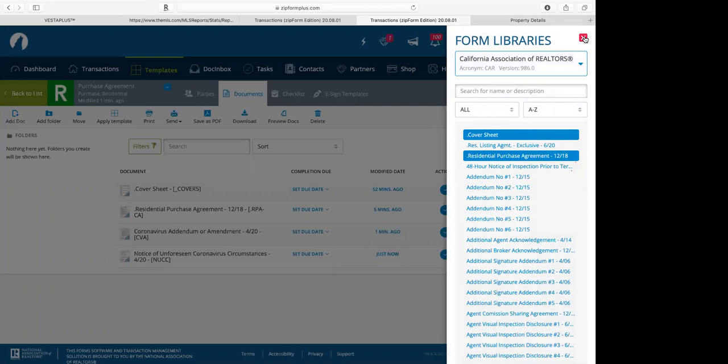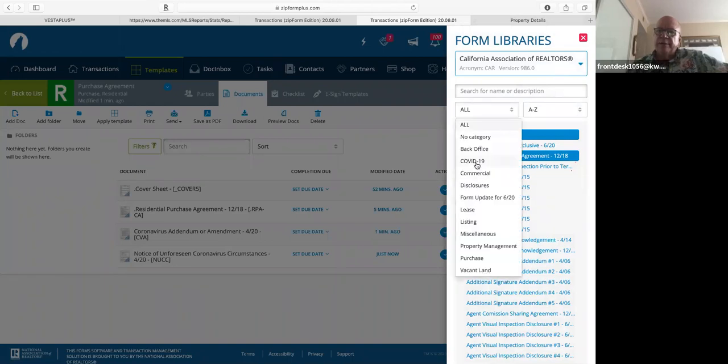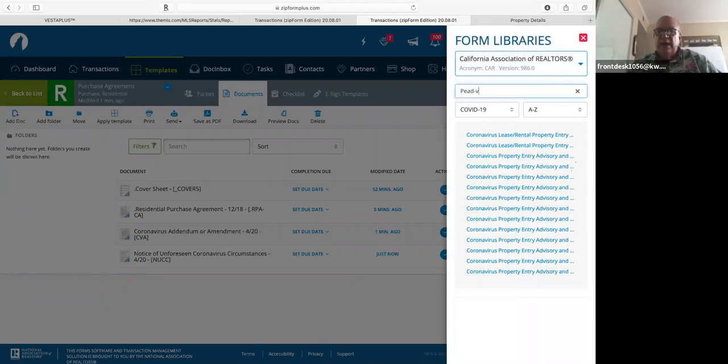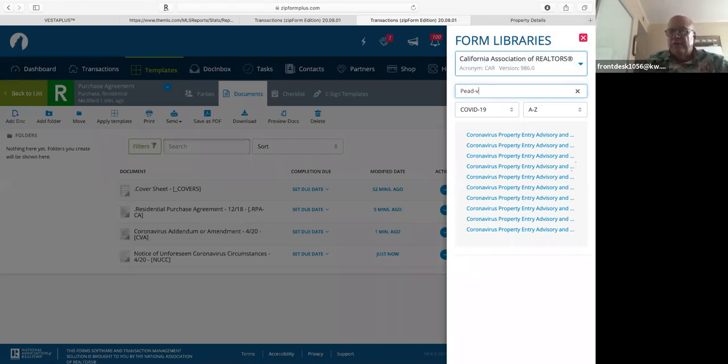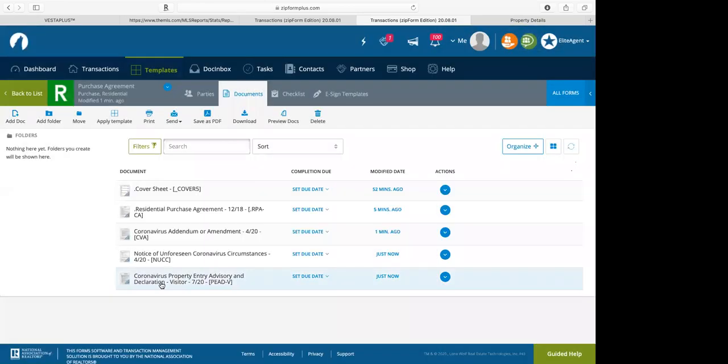Okay, let's do that. So I'm going over here to our form library, and you go to COVID. So you can type in, so if you're showing homes, it's the PED-V. So that's a PED visitor entry. If you're showing rentals, it's another one. But the PED-V is for showing homes. Okay. And we'll go into the form.